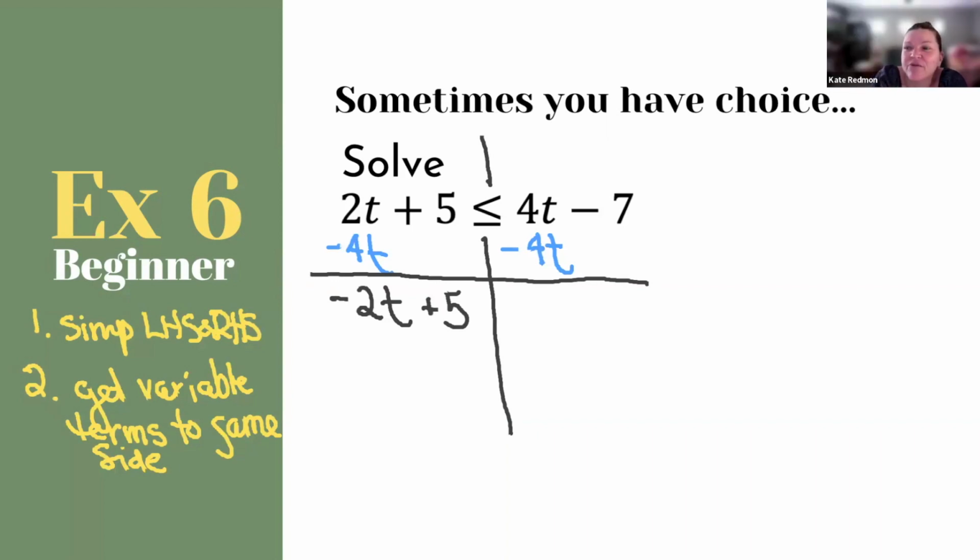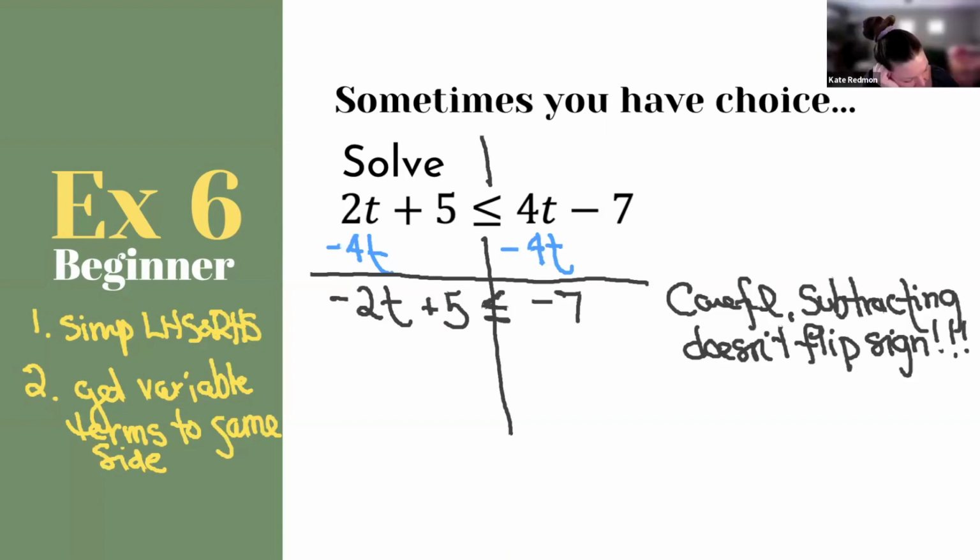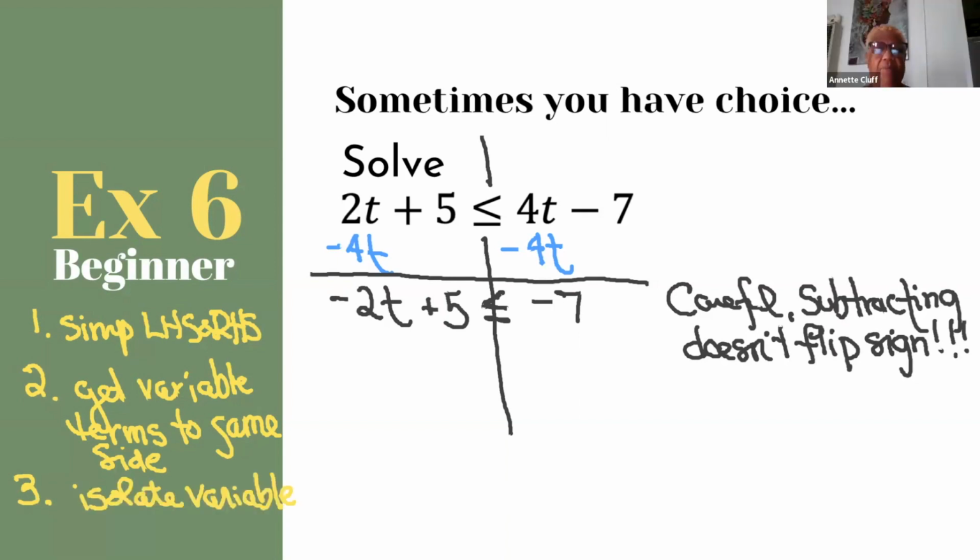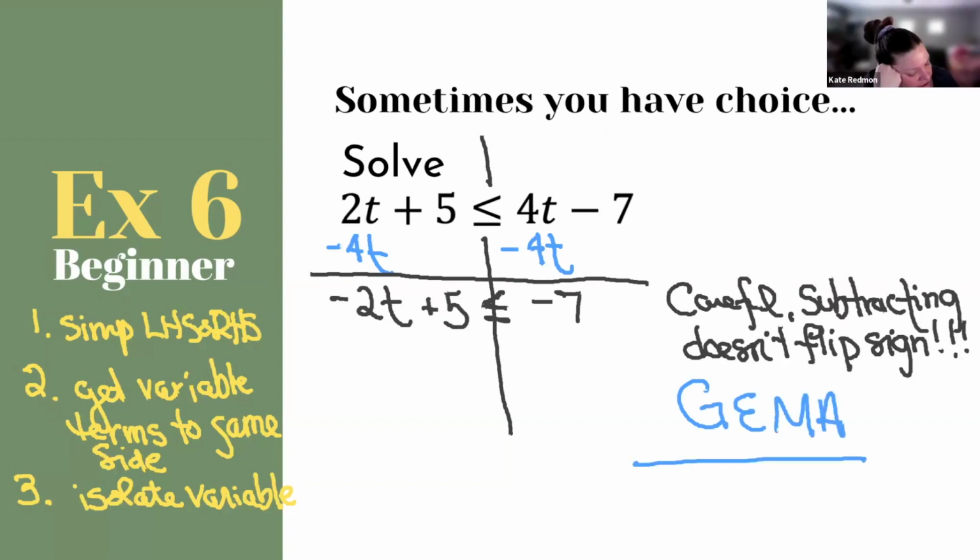Okay, so take a look at that right-hand side now, that expression on the right. 4t minus 7, but I took away the 4t, so what do I have left? Oh, the -7. Beautiful. Now, subtracting never, ever changes the symbol. Now, we got the letters to the same side. It's time to get the numbers away. We're solving, so we're working that order of operations backwards. Move anything adding or subtracting with t first.